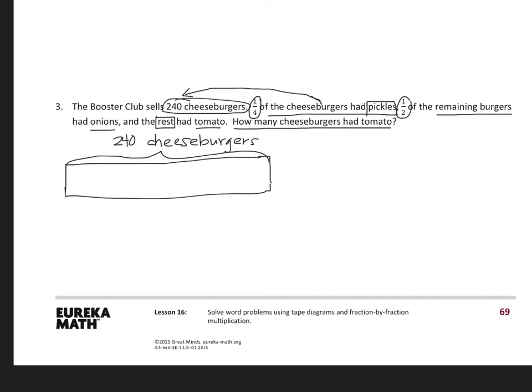And so we're going to start with the first clue, 1/4 of the cheeseburgers. So 1/4 of this, that means we're going to break it up into 4 equal parts. And here's the 1/4 that have pickles. So I'm going to do 1/4 equals pickles. All right, and that means the remaining cheeseburgers are the ones that don't have pickles. They either have onions or they had tomato. So this is technically the 3/4 that are remaining.